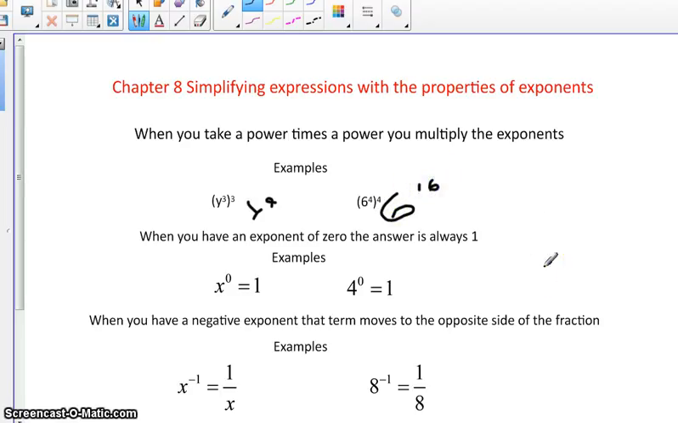Some other things you need to know: if you see a zero exponent, it is always and forever always will be 1. So x to the 0 is 1, and 4 to the 0 is 1. If you have a negative exponent, basically that term moves to the bottom of the fraction. So x to the negative 1 would be 1 over x, and 8 to the negative first would be 1 over 8.